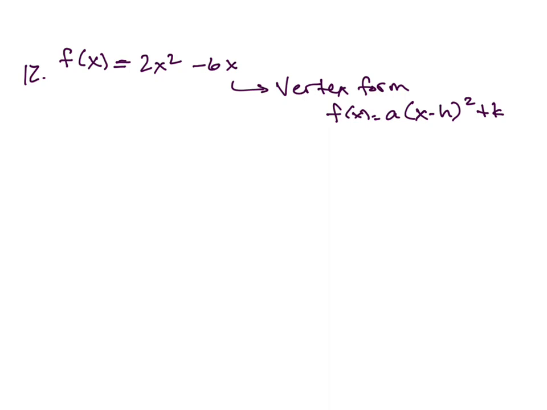Negative b over 2a, right? So h, or x, is equal to negative b over 2a. Well, what's b here? Negative 6. So we're going to have negative 6 over 2 times 2. This is the first time that we've had a negative, right? If my b term is negative and it goes into that equation, it comes out to be positive.